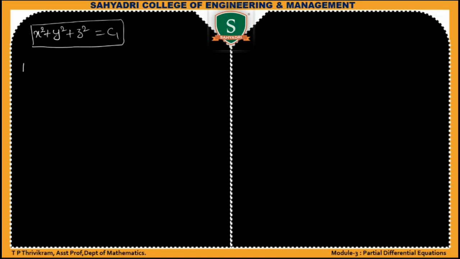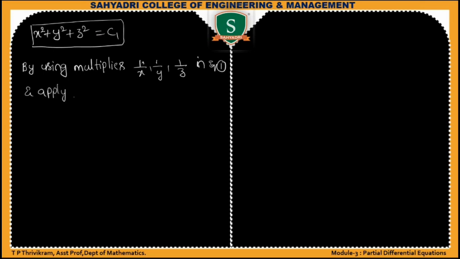Similarly, by using multipliers 1 by x, comma 1 by y, comma 1 by z in equation 1, and apply ratio and proportion.